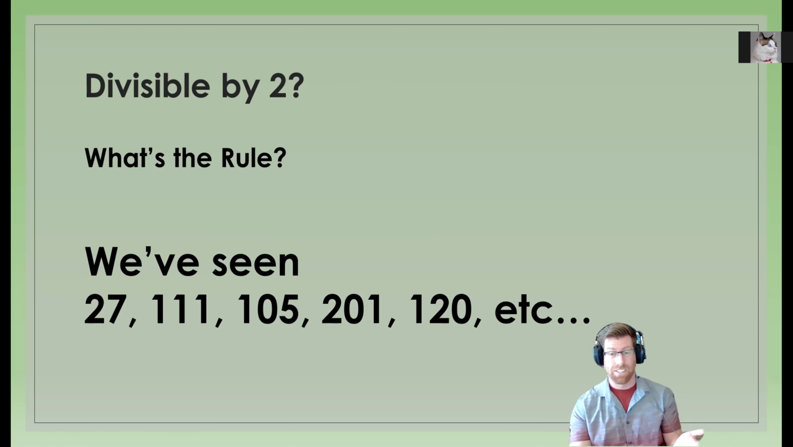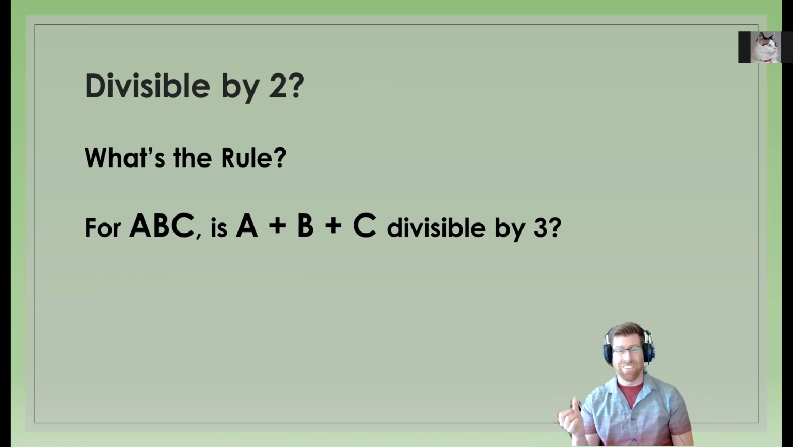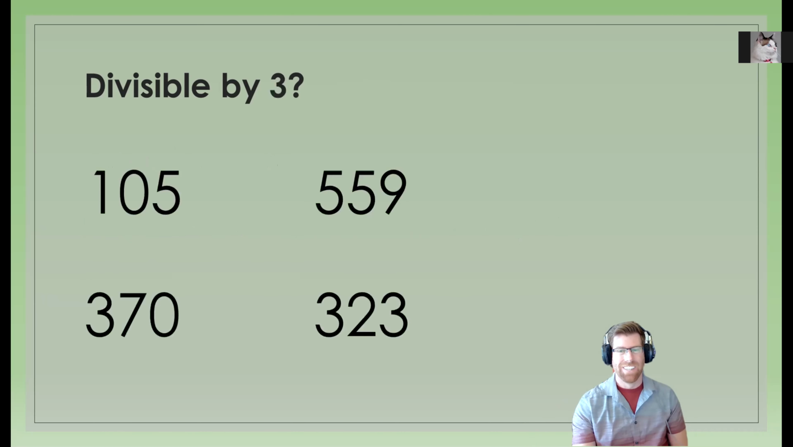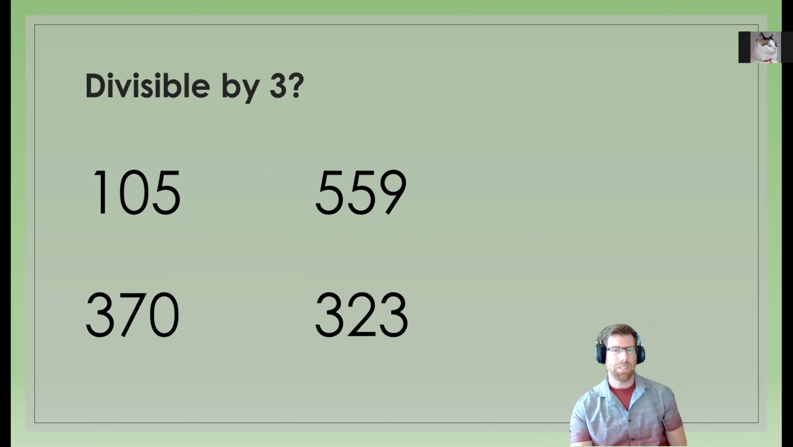You add up all the digits, A plus B plus C, and you ask if that number is divisible by 3 itself. It's a really interesting rule. Do you want to see that again in action? We call this process the digital root. So 1 plus 0 plus 5 is 6. 6 is divisible by 3, no problem. 5 plus 5 plus 9, well, that's 19.